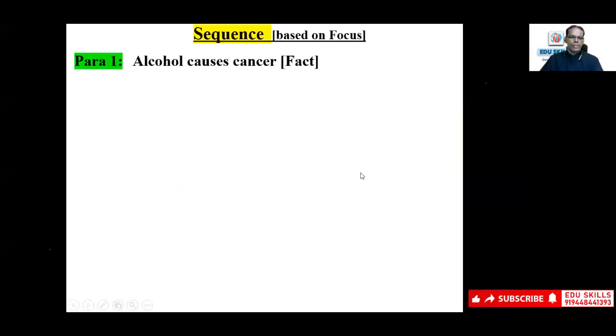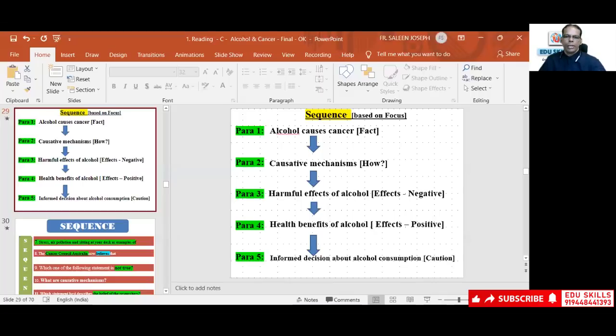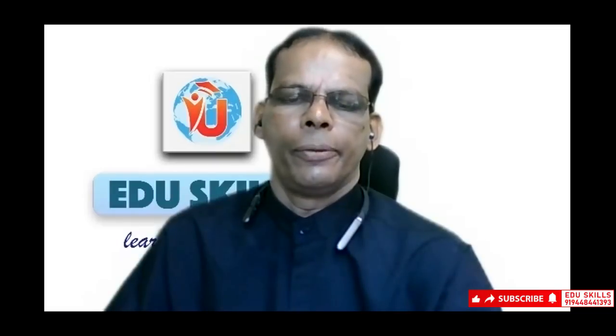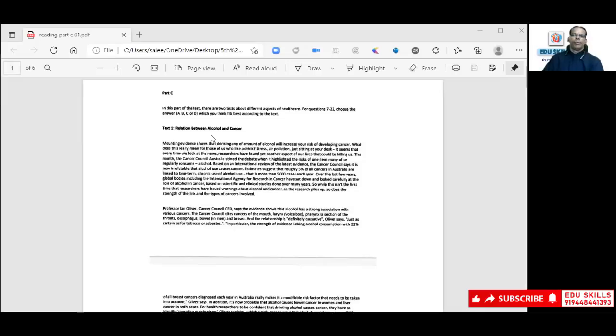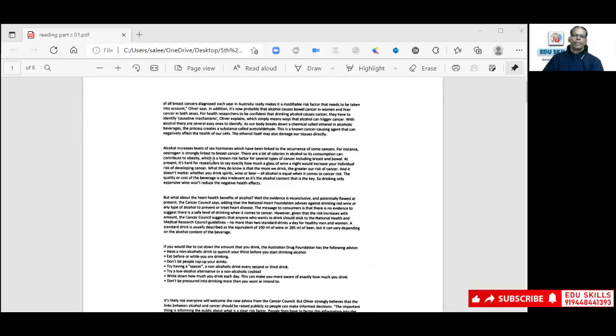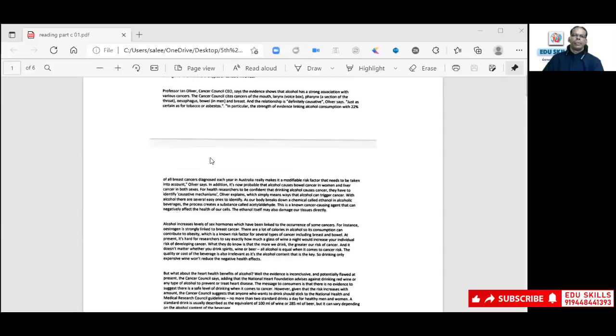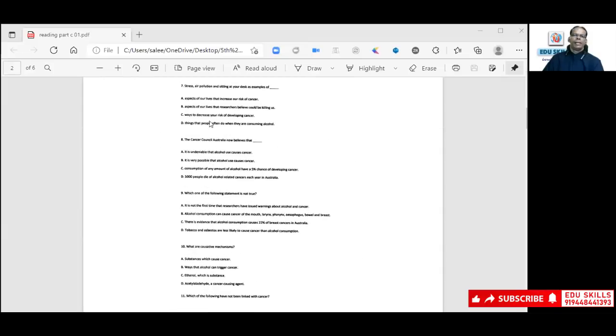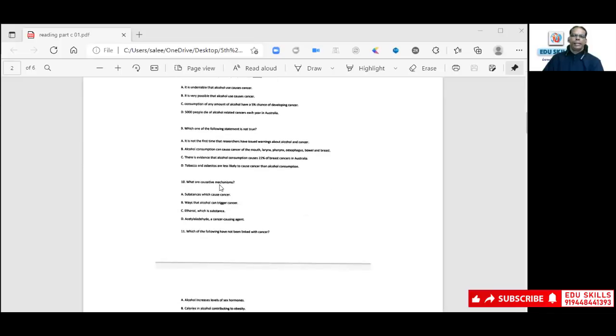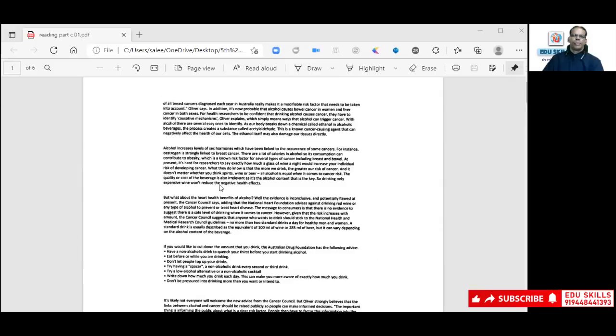Today's paragraph, let me just check whether I can find it to share with you. Is the passage visible to you? Not the slides. Okay, I'll just show you the passage. This is the passage, how it looks. Relation between alcohol and cancer. Text one, that is the heading. This is a passage. It is this long. And these are the questions. You can see, right?